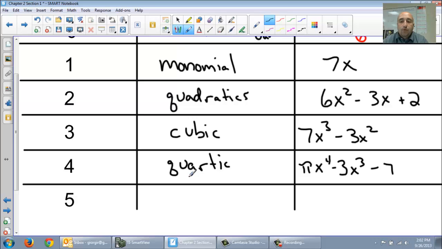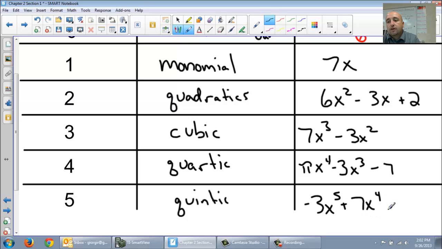And lastly, the last one we're going to talk about is degree 5. This is a quintic. Someone who has 5 children is called quintuplets. So degree 5 is called a quintic. This could be, I don't know, negative 3x to the fifth plus 7x to the fourth plus 3x minus 2. Notice you do not need to have all of the exponents. You just need to make sure it at least has a 5 to be considered a quintic.